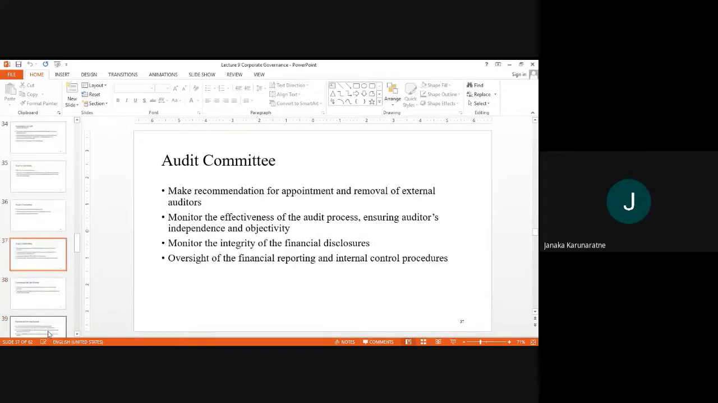The audit committee makes recommendations for the appointment and removal of external auditors. When it comes to the appointment of external auditors, audit committees usually make recommendations looking at their past performance, ability and experience, and the effectiveness of the audit conducted of the institutions. They monitor the effectiveness of the audit process, ensuring auditors' independence and objectivity, and also monitor the integrity of the financial disclosures, which is very important. They also have oversight of the financial reporting and internal control procedures.